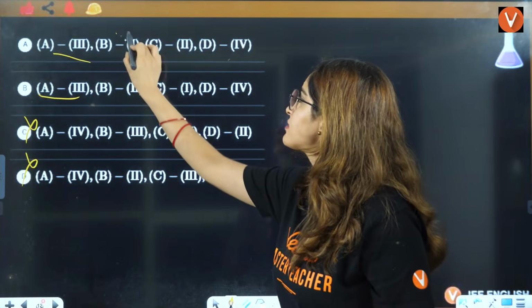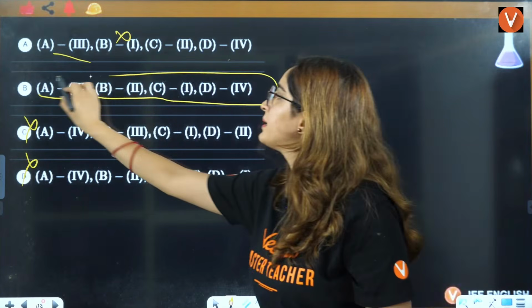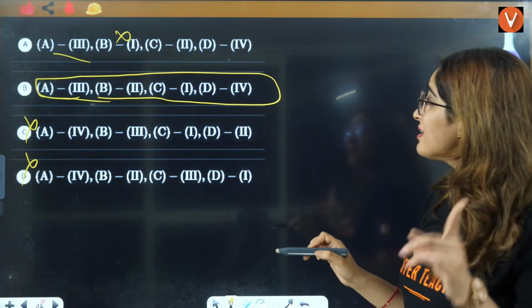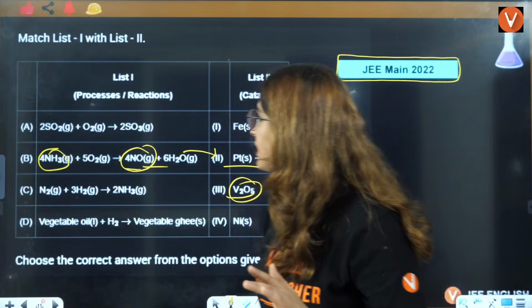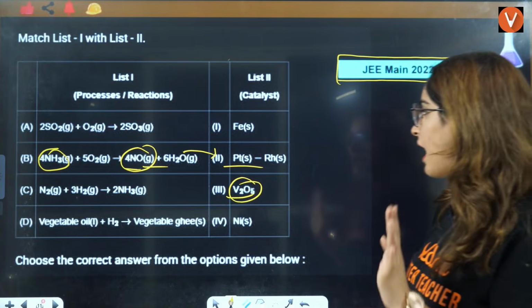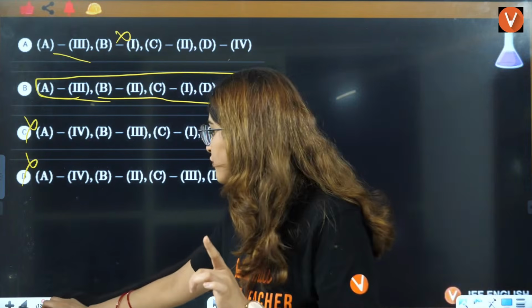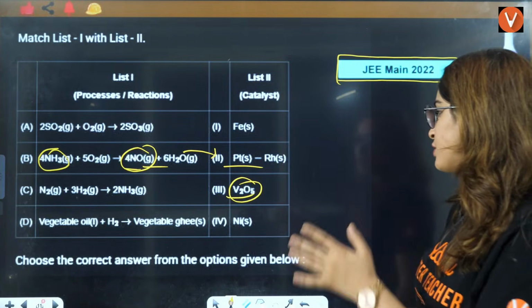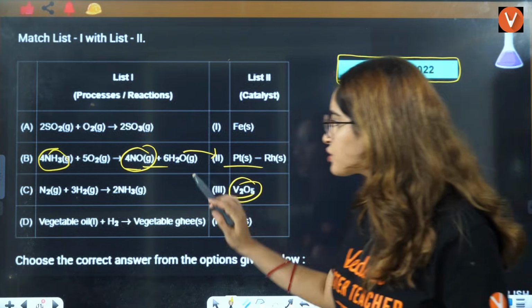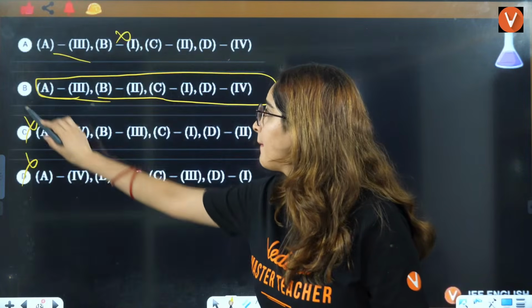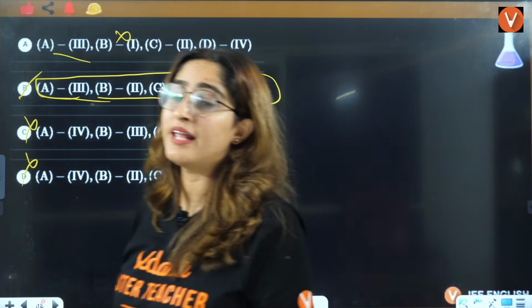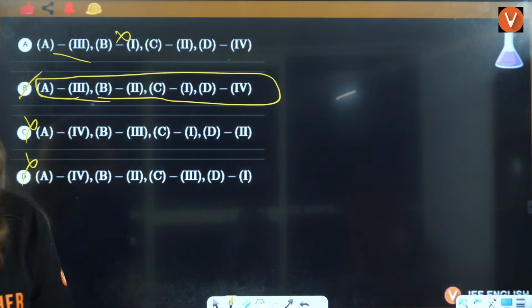So that means this option is also eliminated. Then this will be the correct answer here. C is 1, what is C? C is Haber's process and iron is used here. And D is 4, vegetable oil, as I told you, nickel is used here. So the answer is going to be B. This is the latest question of your JEE.